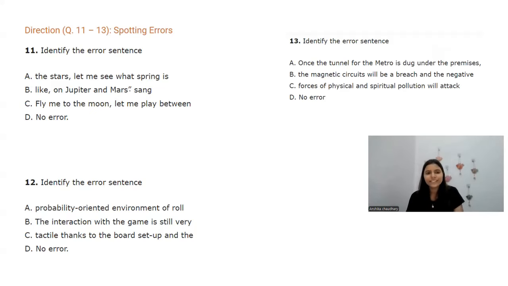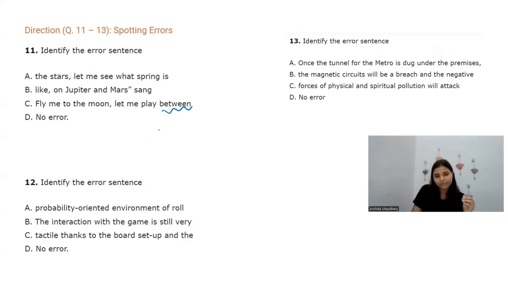If we see the stars, let me see what spring is, there is no error, it is all right. Like on Jupiter and Mars sang, we are just comparing like Jupiter and Mars sang. Fly me to the moon, let me play between. Here we are talking about stars and stars are countless, so how can we use between? Because here stars are the subject and we are comparing.